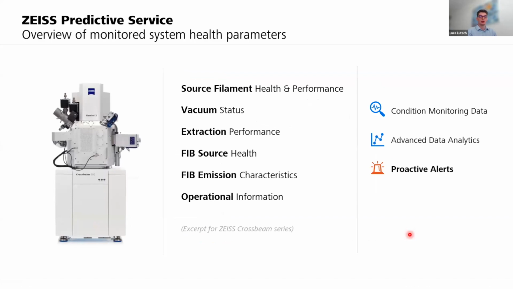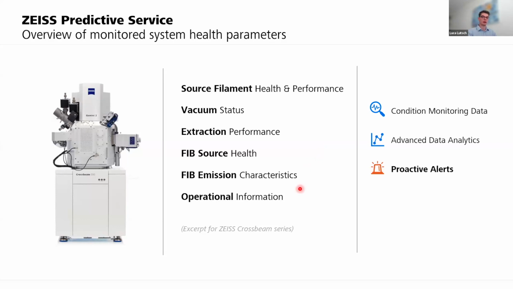All right. Just an overview of what we can actually monitor now for the ZEISS crossbeam series. Very important, of course, is the source filament, where we can check for health and performance indicators. We can also check the vacuum status, from the gun and from the chamber, for instance, and also the performance of the extraction at the end. From the FIB, we can also check the source health and the respective emission characteristics, so whether the FIB works properly or not. And then also operational information, for instance, which EHT settings were used and so on.